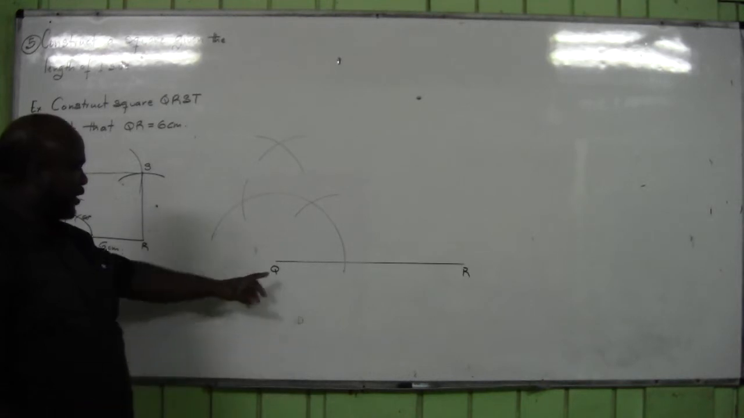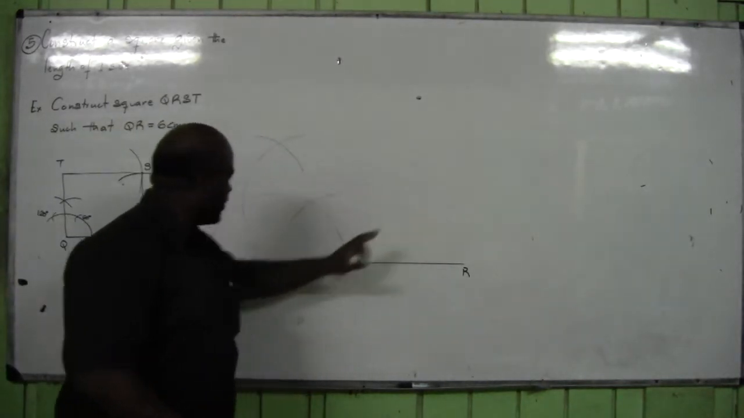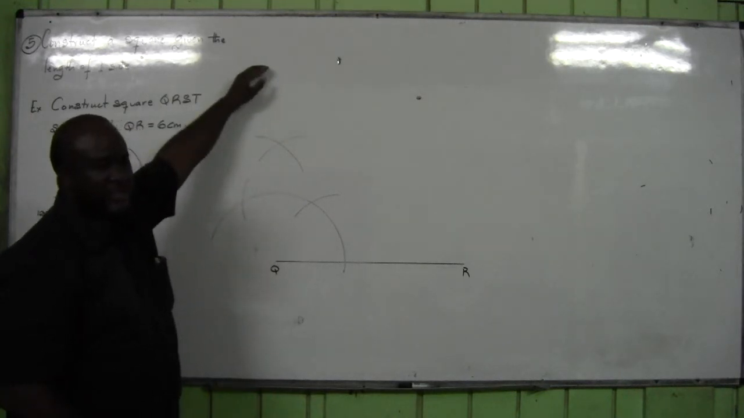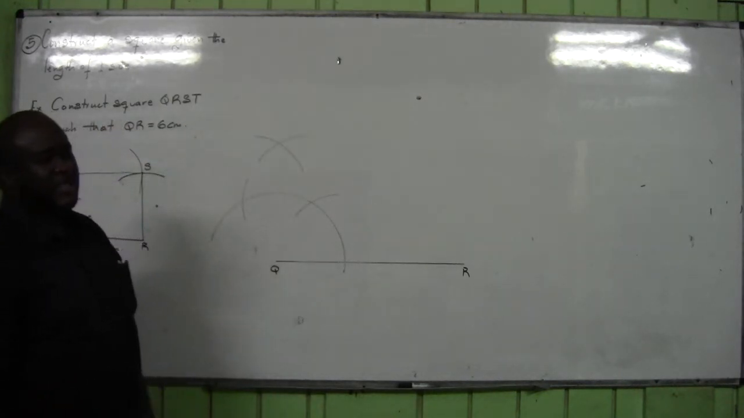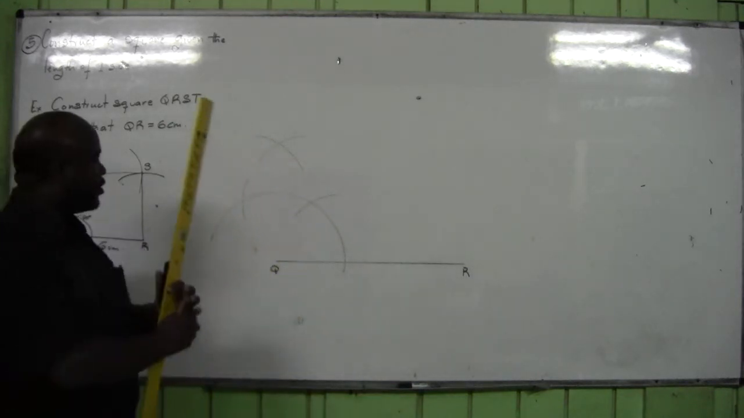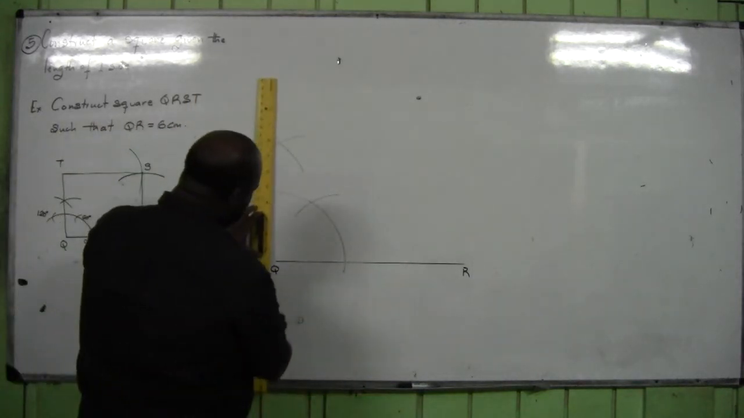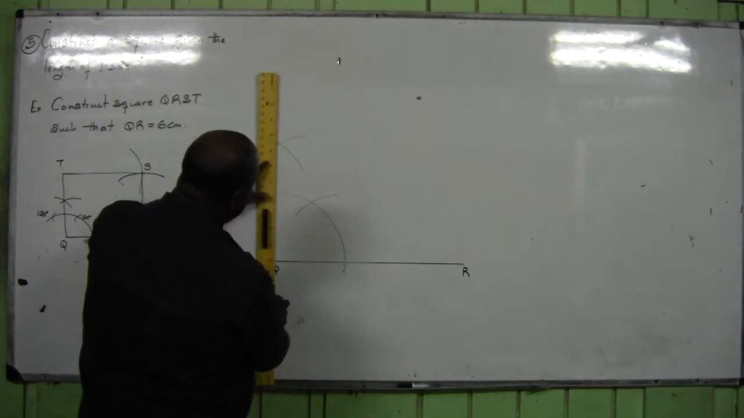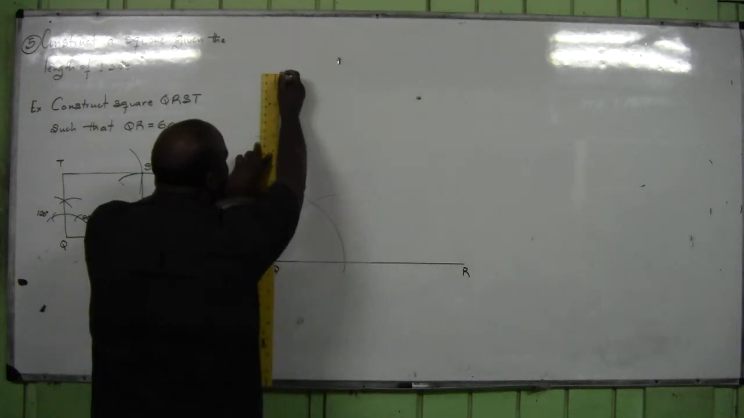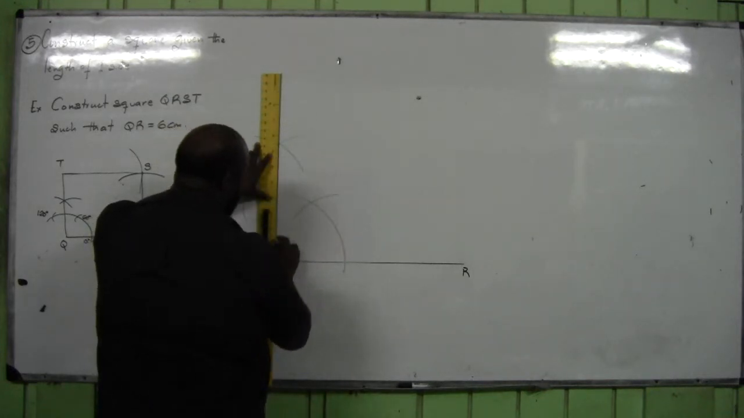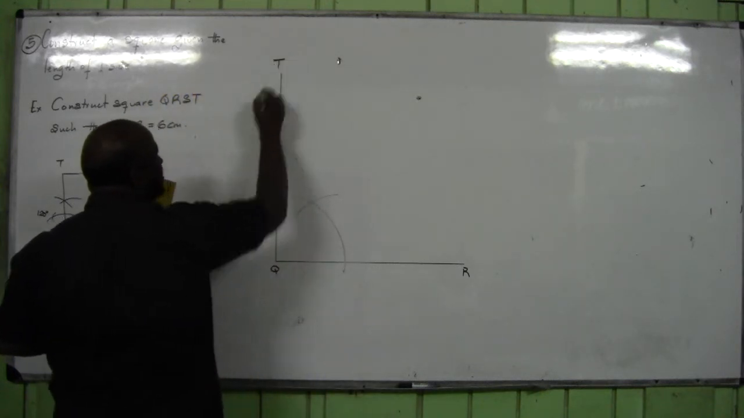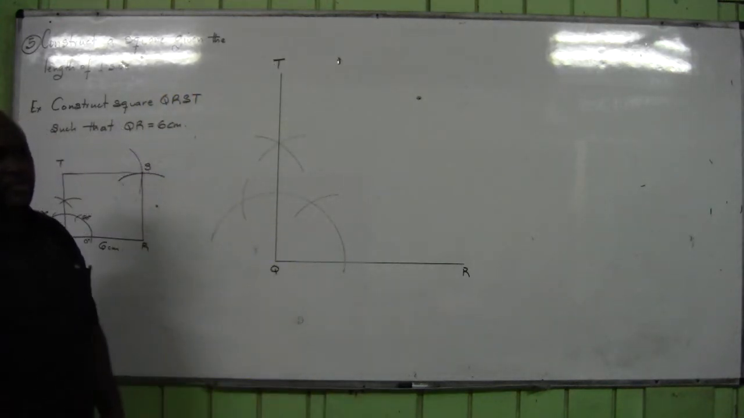Ladies and gentlemen, this is QRS. So up here is T. What would be the length of QT? 6 centimeters. It is a square, so all sides would be 6 centimeters. So I'm going to draw this line exactly 6 centimeters long. This is Q, and at the top here would be T. Everybody do the same.